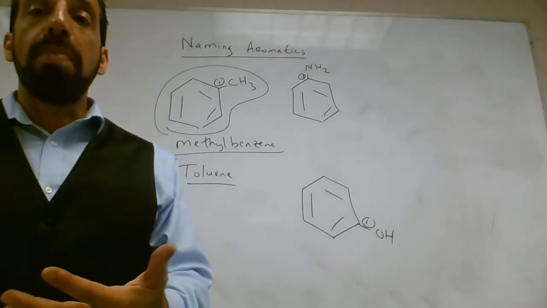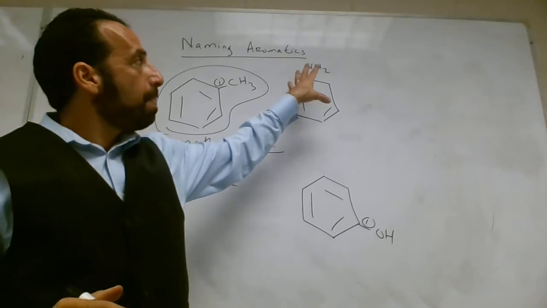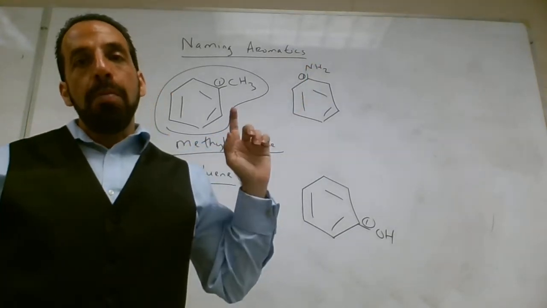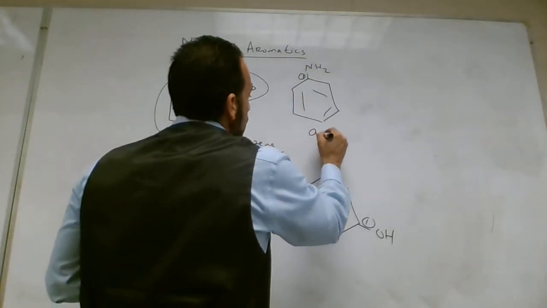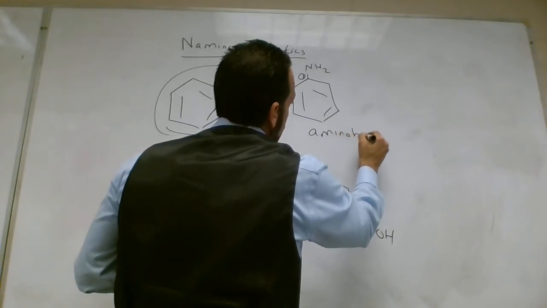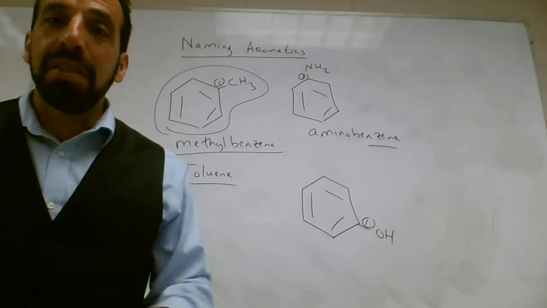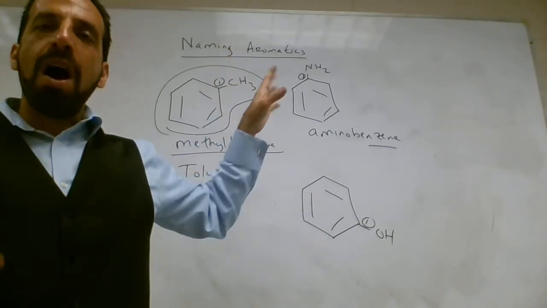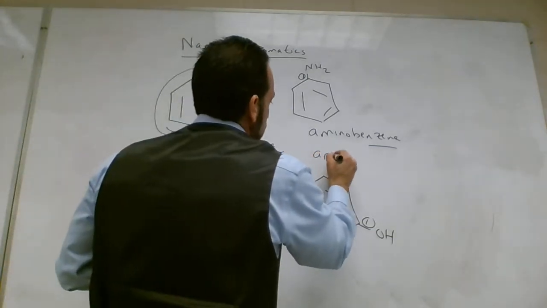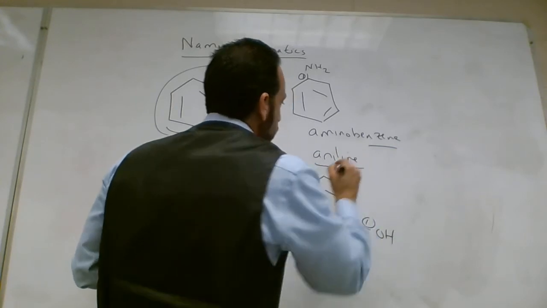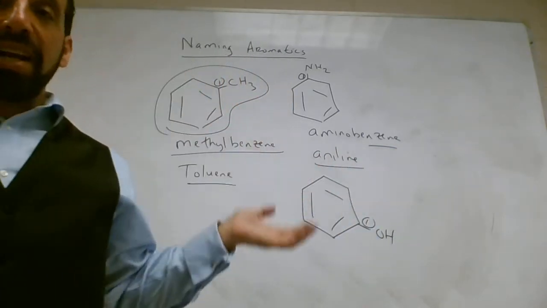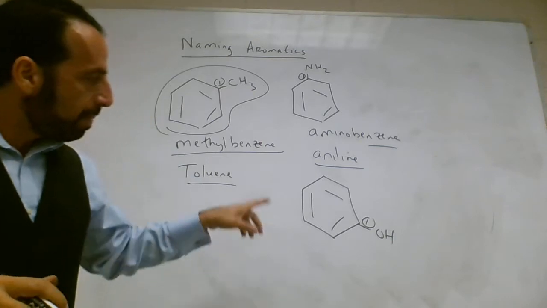It's actually methylbenzene. This one right here, it has an NH2 group. You could call this aminobenzene. Again, notice that we're naming everything as benzene in this case. But most people call it aniline. So the NH2 there, you can call it aniline or aminobenzene. It's the same thing.